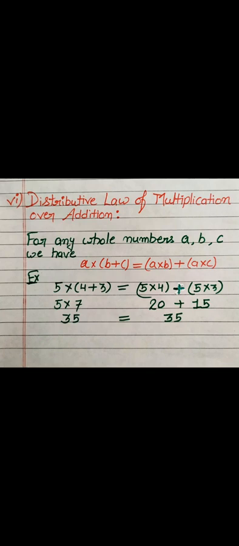So in this way, the result will not be affected. As if we solve the left hand side, it is 5 into 4 plus 3, and if you solve 4 plus 3, you will get 7, and 5 into 7 is 35. The same on the right hand side: 5 into 4 is 20 and 5 into 3 is 15, and after adding 20 and 15, you will get 35. That means we get the same value.